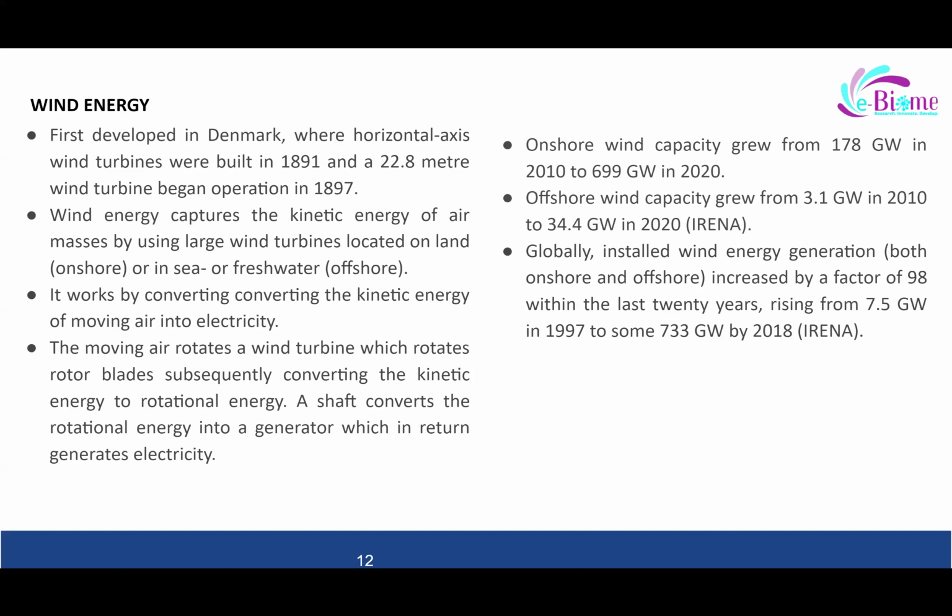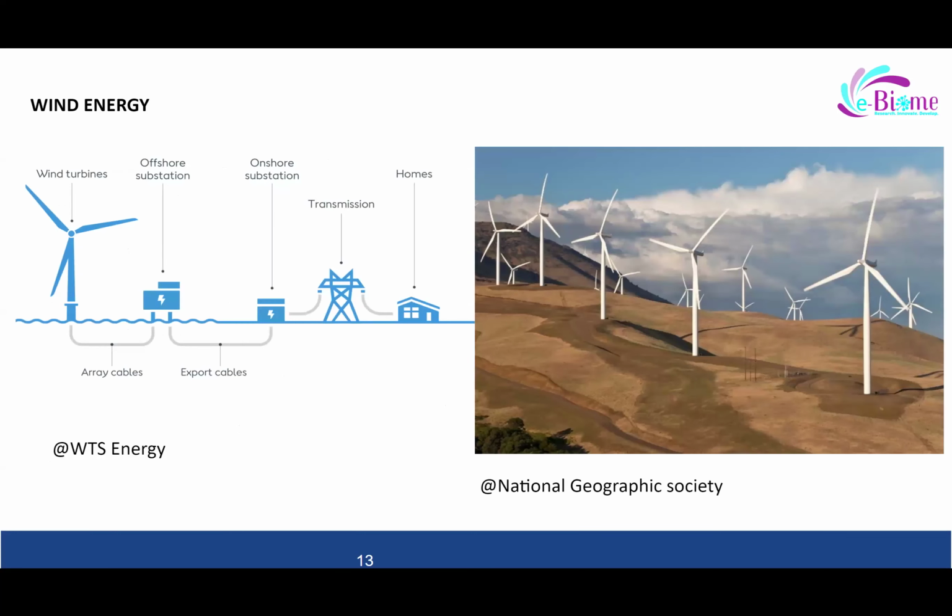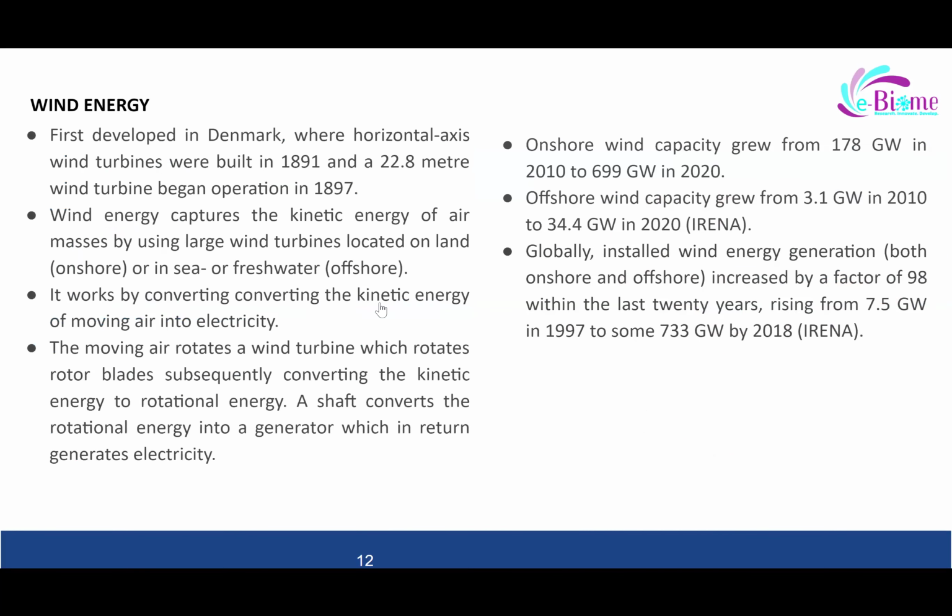Wind energy captures the kinetic energy of air masses by using large wind turbines located on land, onshore, or in sea or freshwater. So this is a typical example of wind energy. What happens is that these aerodynamic blades on the turbines, when the wind passes over them, cause them to turn. It also turns a shaft within it, which moves within a generator to generate electricity. Now, this electricity is then transmitted to stations where it is managed effectively before being sent into homes.